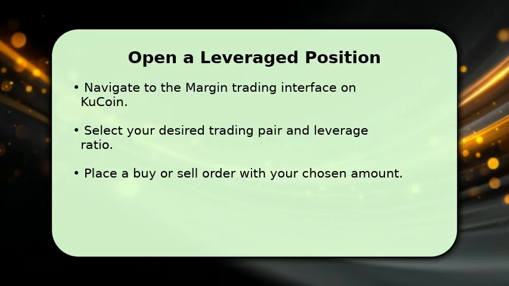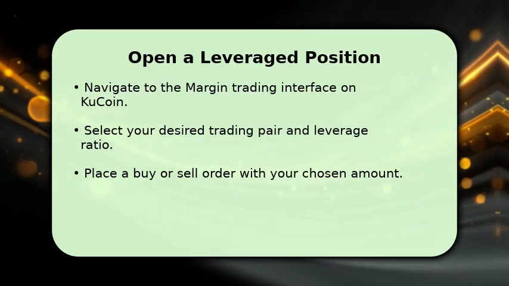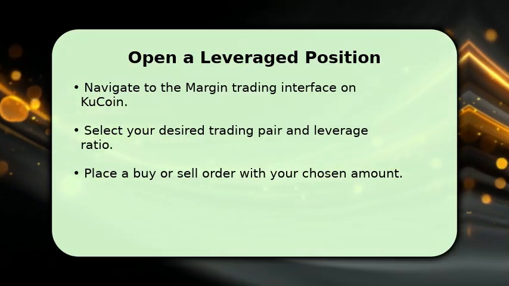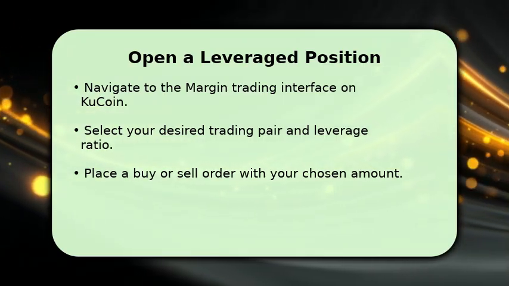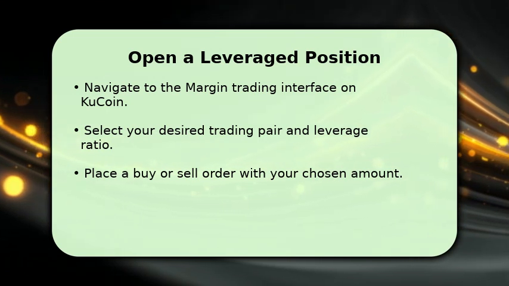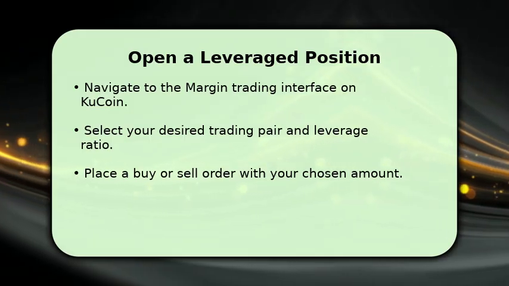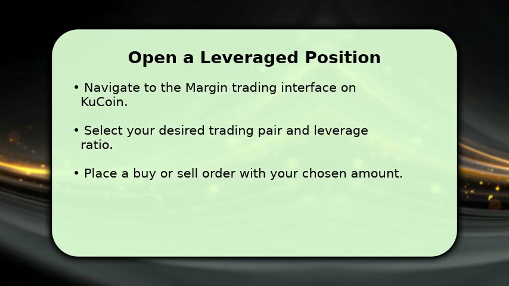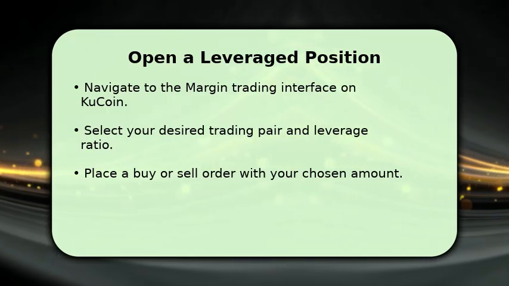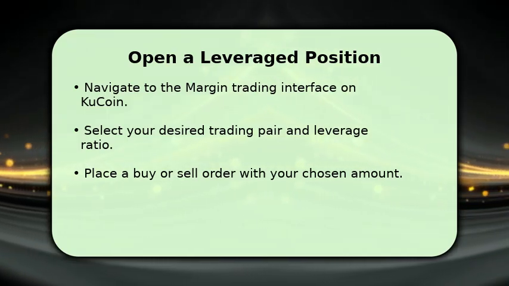Go to the margin trading section on KuCoin. Choose the cryptocurrency pair you wish to trade, like BTC versus USD. Select your preferred leverage ratio, for instance, 5 times. Decide if you want to go long or short, enter your order amount, and confirm the trade. Always double-check your order details before executing.